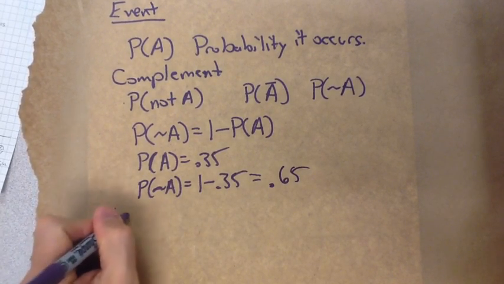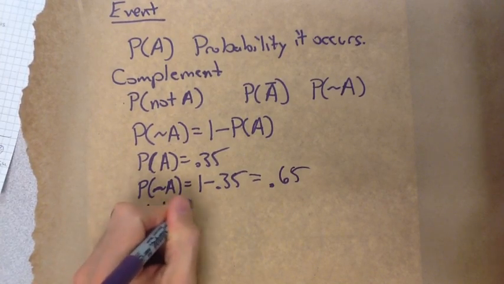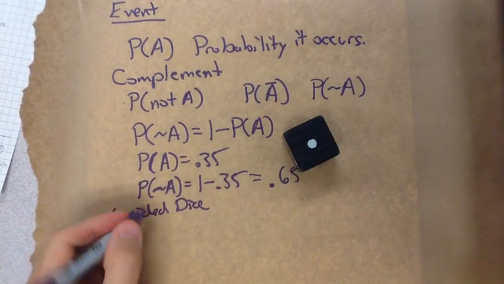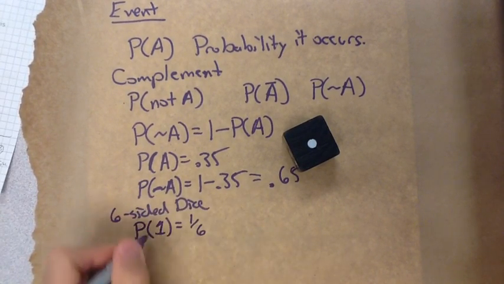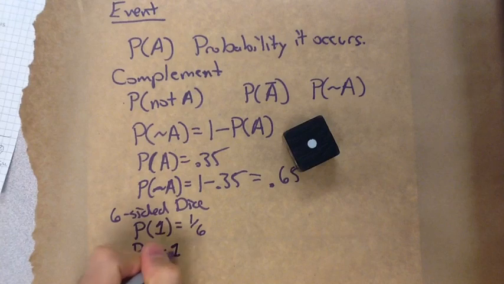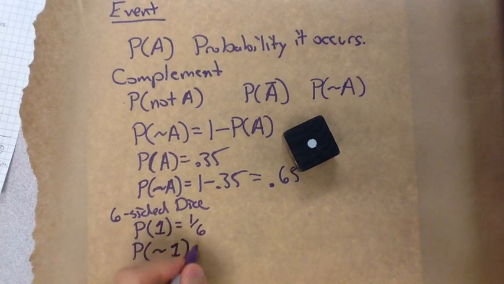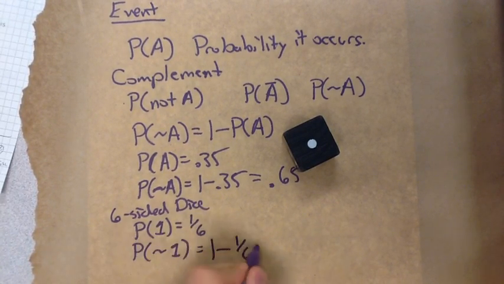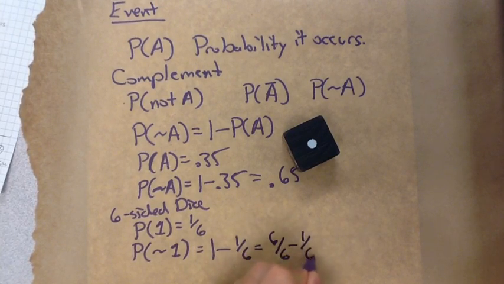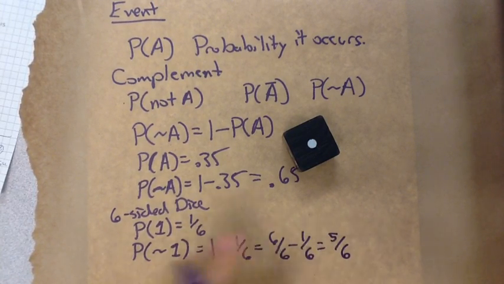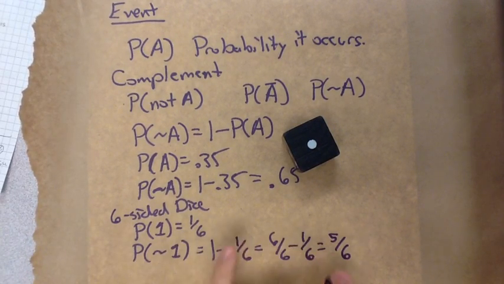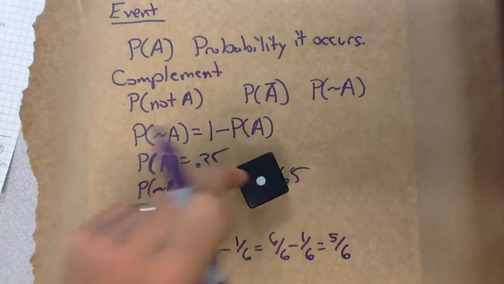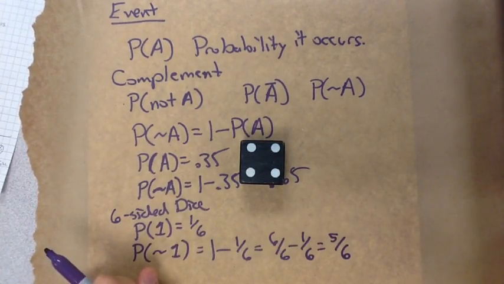Let's think if we're rolling a 6-sided dice. So I've rolled a 1. So the probability that I would roll a 1 was 1 in 6. But what was the probability that I did not roll a 1, or not 1? Well, I could do 1 minus 1/6, which is 6/6 minus 1/6, or 5/6. So there's actually a far greater chance that I did not roll a 1 than rolling a 1. Now, these together add up to 6/6, or 1, because it does cover all of the opportunities. It either is, or it isn't.